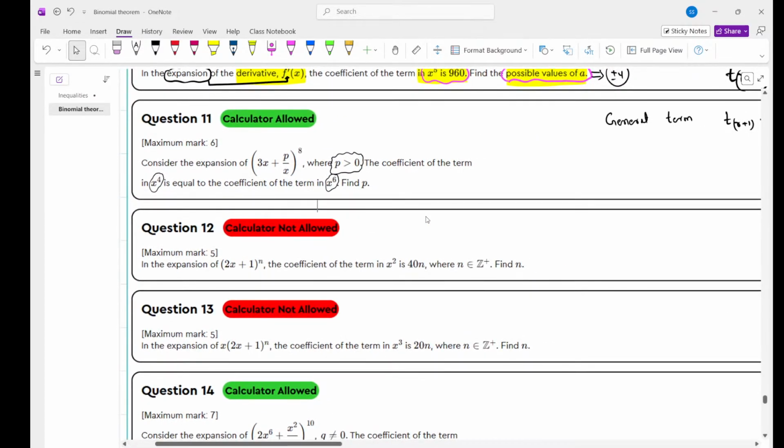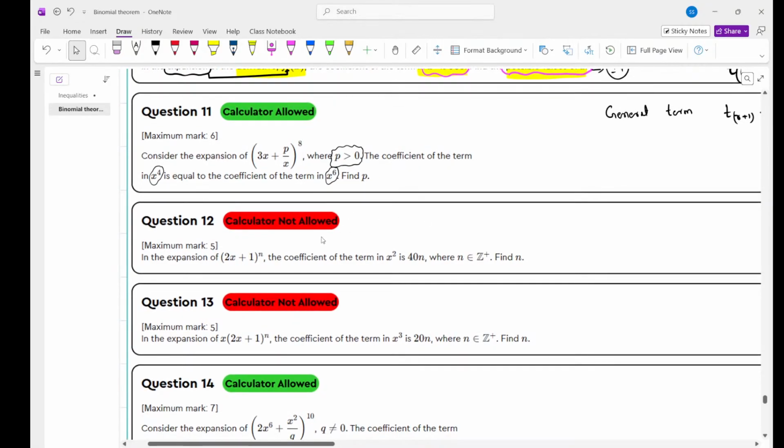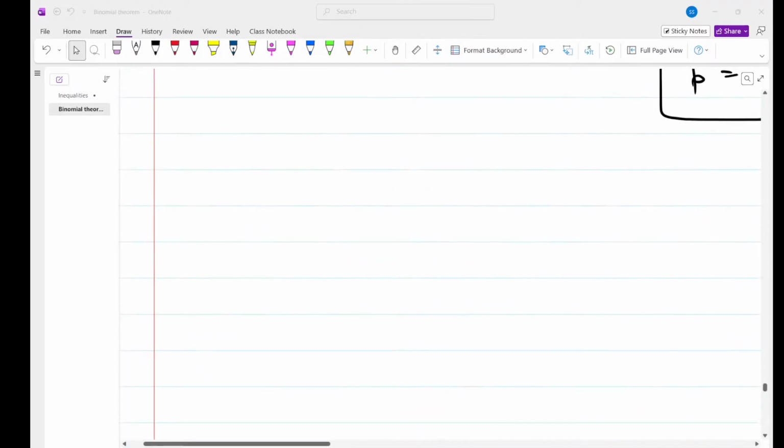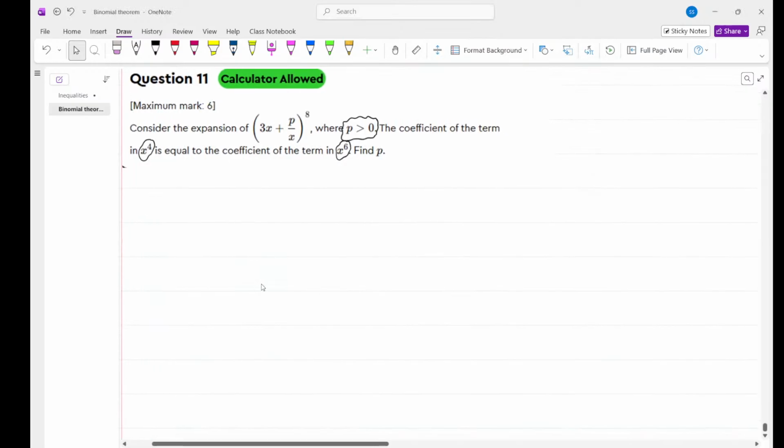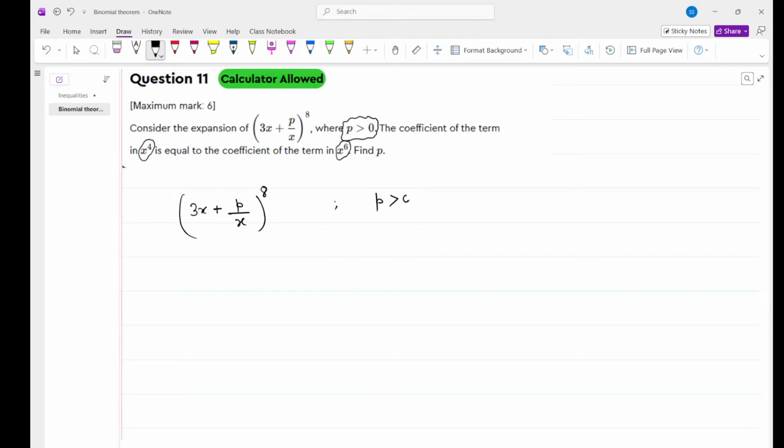Okay, the general term. Just wait. There is limited space here, so let us discuss. Okay, so consider the expansion of 3x plus p over x raised to power 8, and we are given that p is greater than 0.